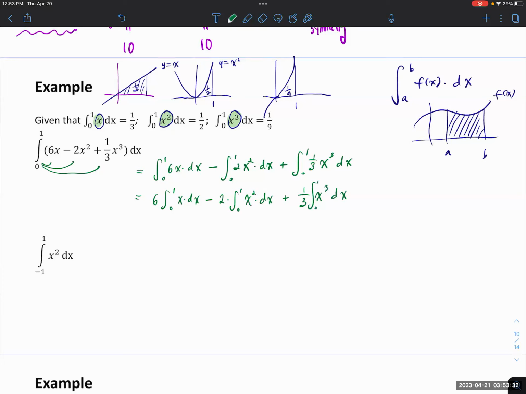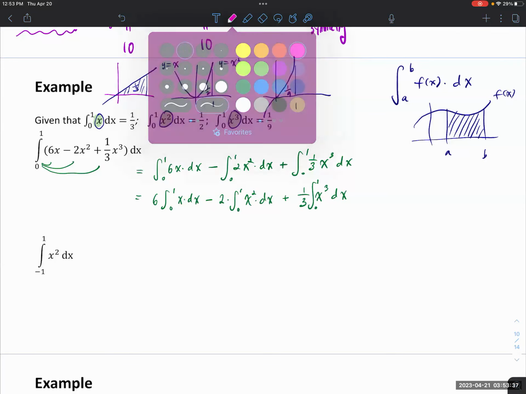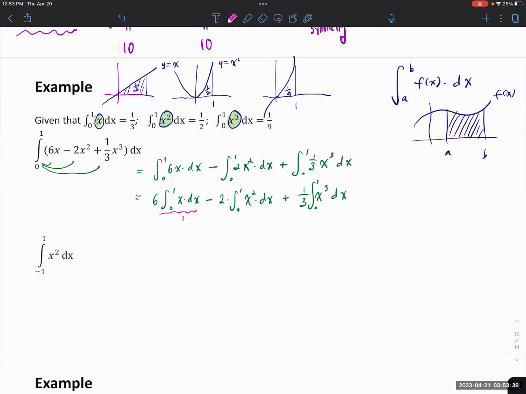Okay, there's the integral. So what else do we know? We already have the given information. This is 1/3. The second power is 1/2. The third power is 1/9. So we can write 6 times 1/3, 2 times 1/2, 1/3 times 1/9. Therefore, 2 minus 1 plus 1/27. That is 1 plus 1/27.